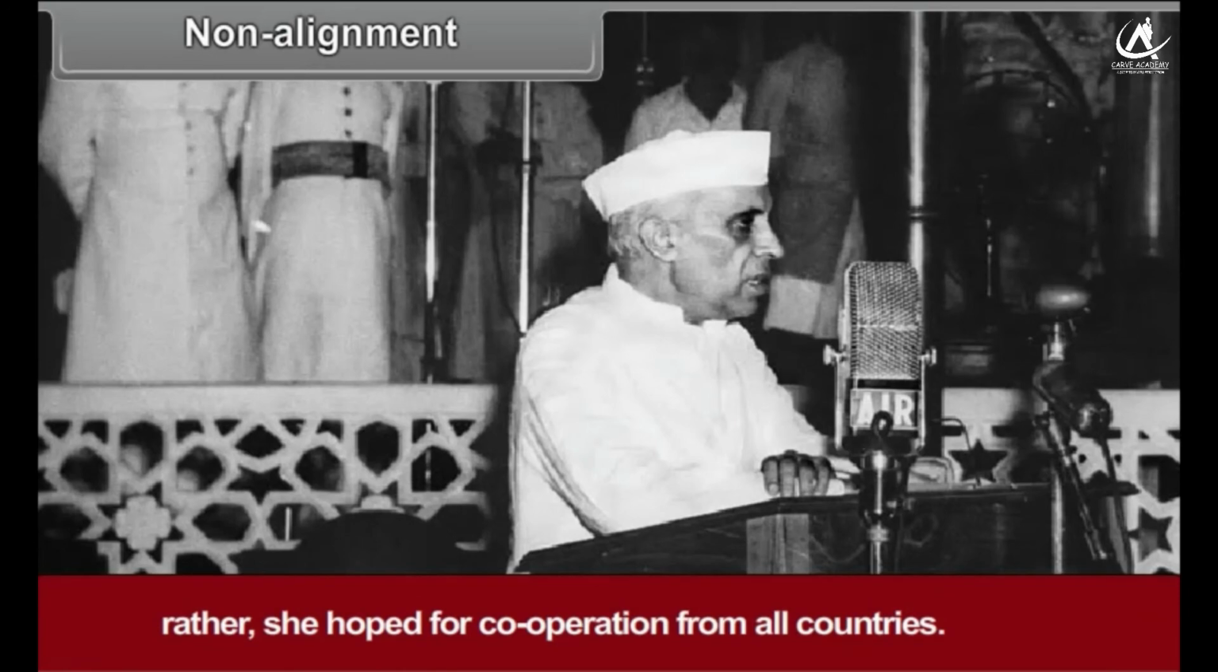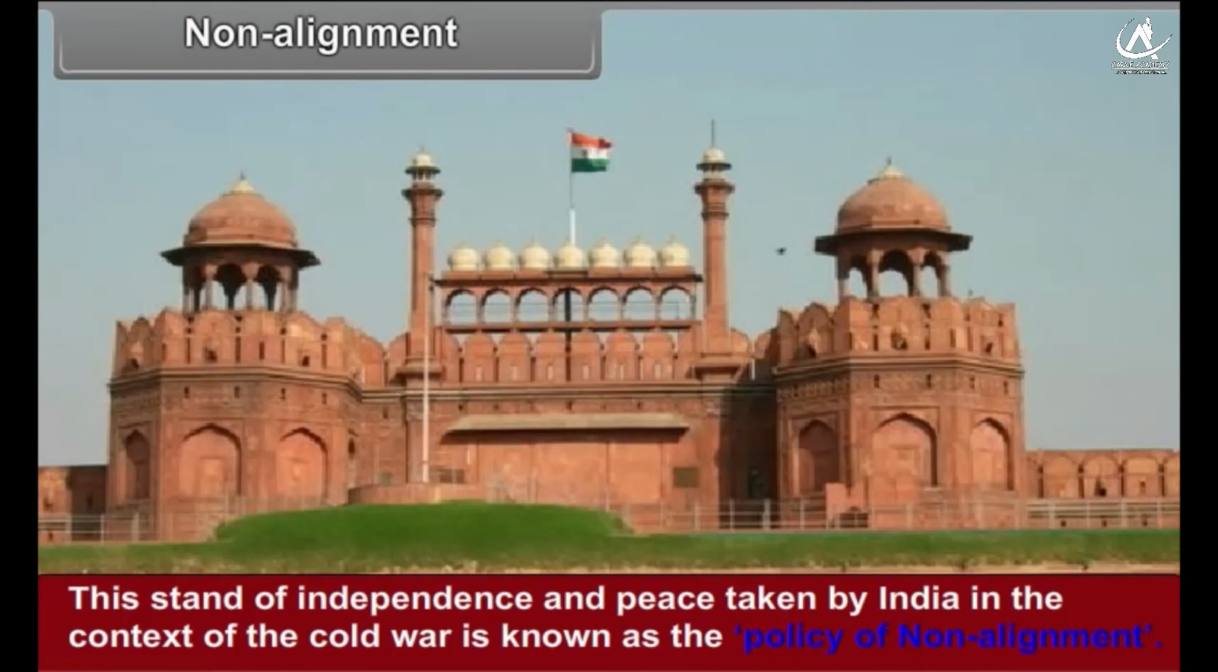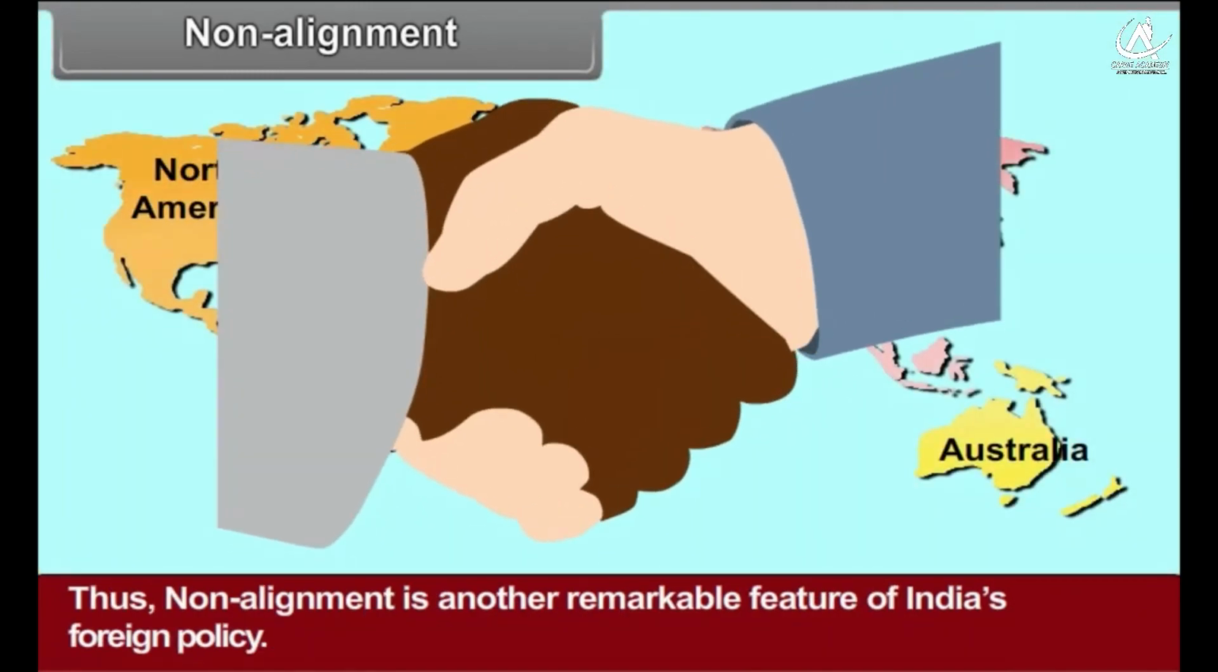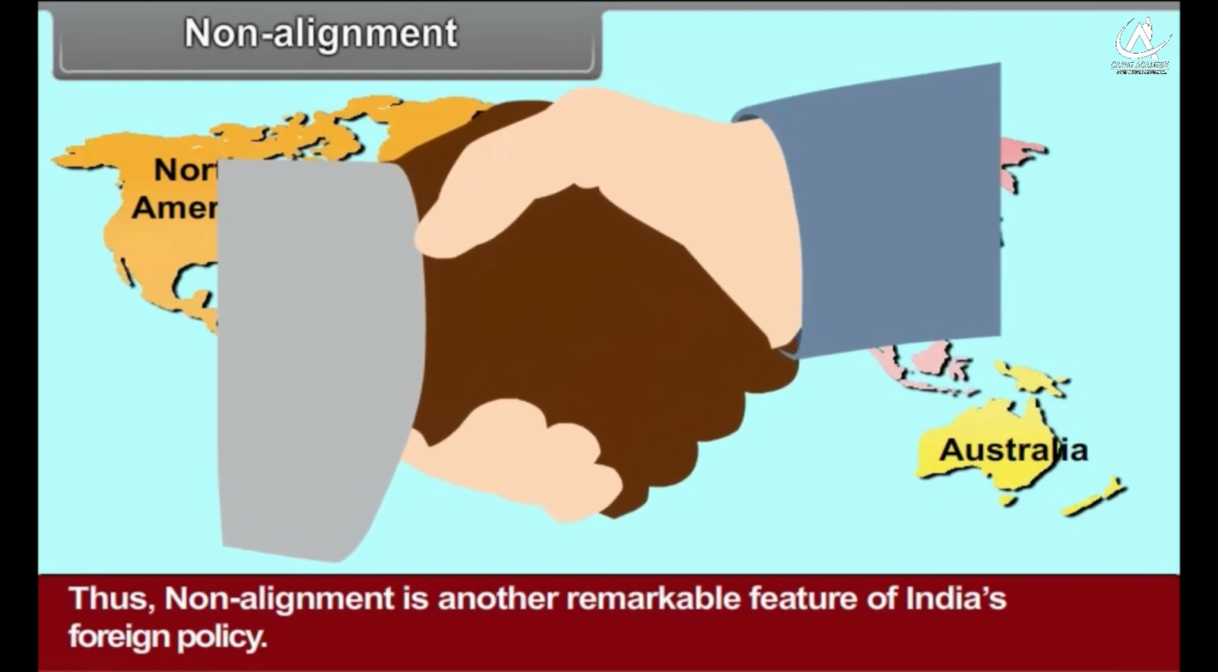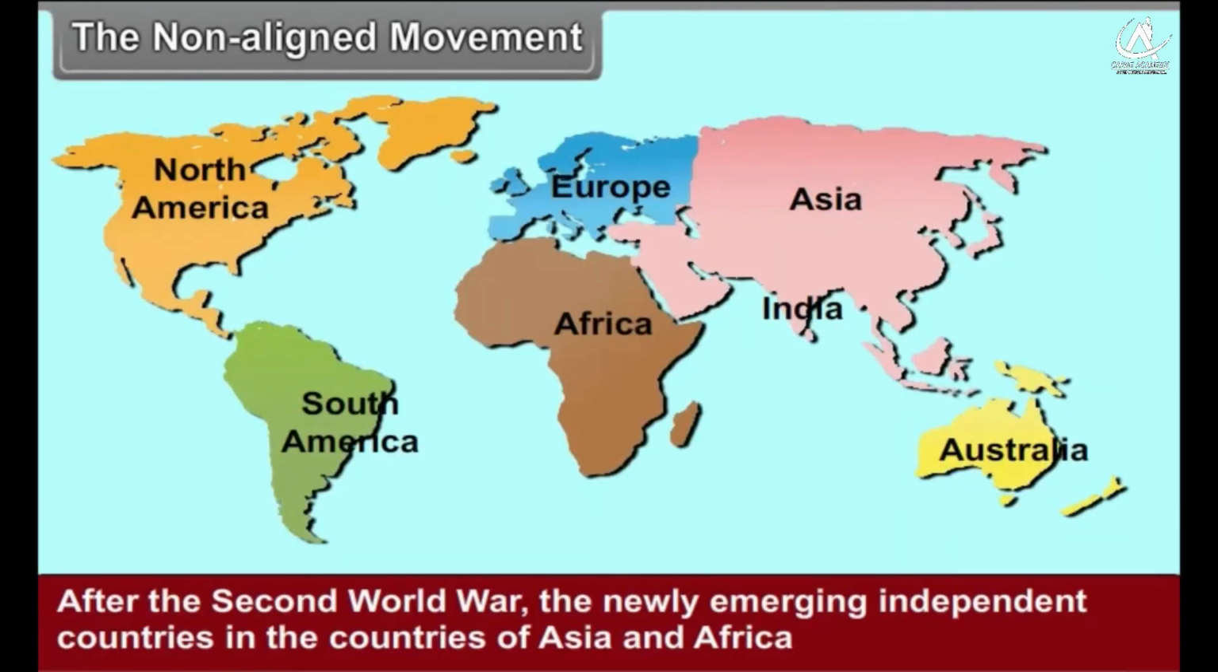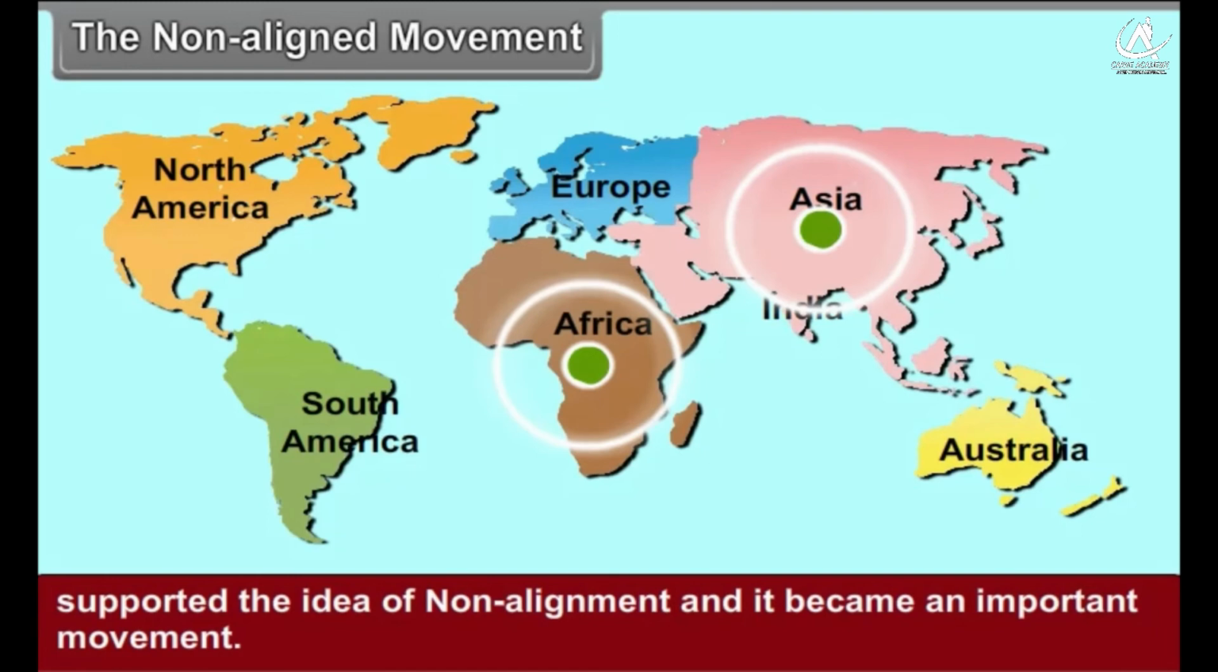Rather, she hoped for cooperation from all countries. This stand of independence and peace taken by India in the context of the Cold War is known as the policy of non-alignment. Thus, non-alignment is another remarkable feature of India's foreign policy. The non-aligned movement. After the Second World War, the newly emerging independent countries in the continents of Asia and Africa supported the idea of non-alignment, and it became an important movement.